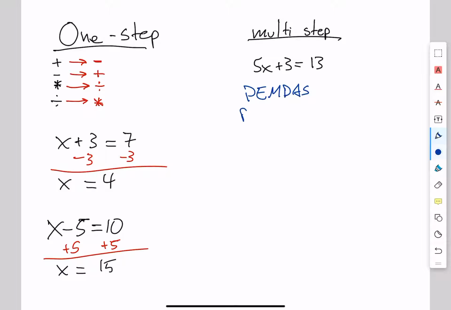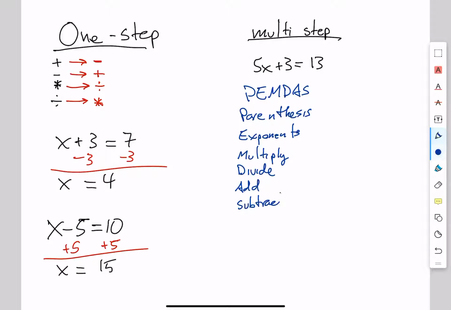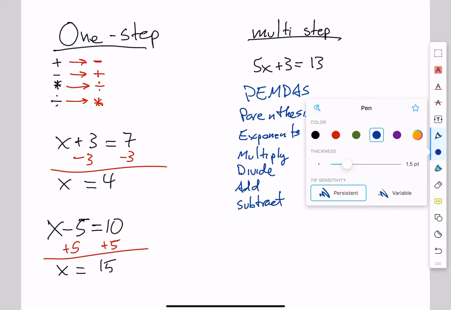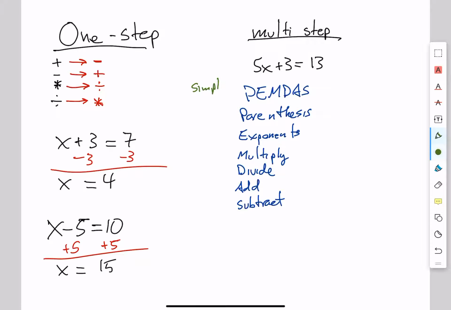So parentheses, exponents, multiply, divide, add, and subtract. So we want to undo in the opposite order, right? So when we're simplifying, we go this direction. If we're solving, we have to undo in reverse.